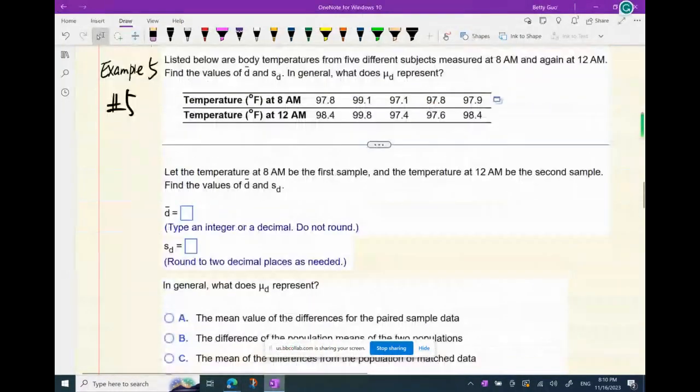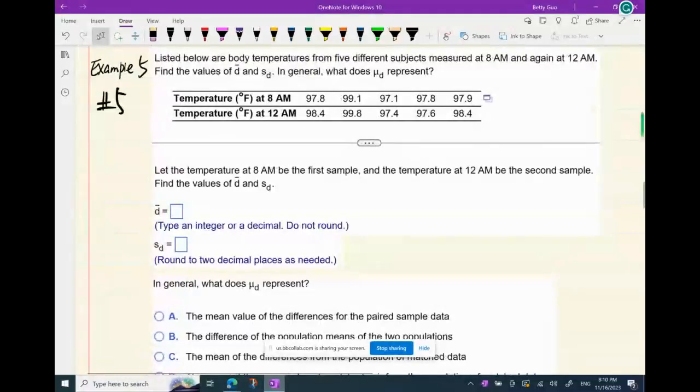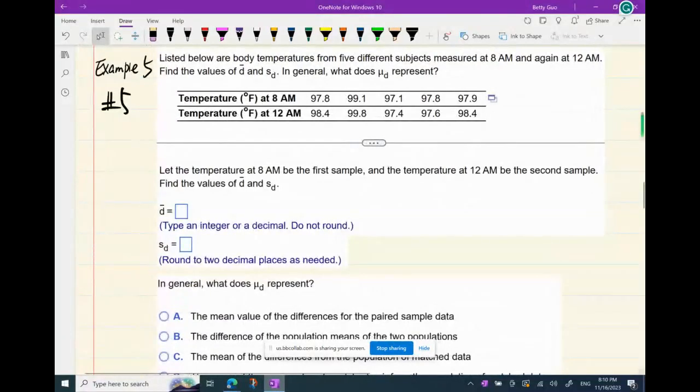Example 5 is a bigger question here. We do have some data, not a multiple choice question anymore. Listed below are body temperatures from 5 different subjects measured at 8 a.m. and again at 12 a.m. So we do have two samples. This is the first sample. This is the second sample. But we only have 5 subjects. Each subject we measured temperature twice. First time 8 a.m., second time 12 a.m.